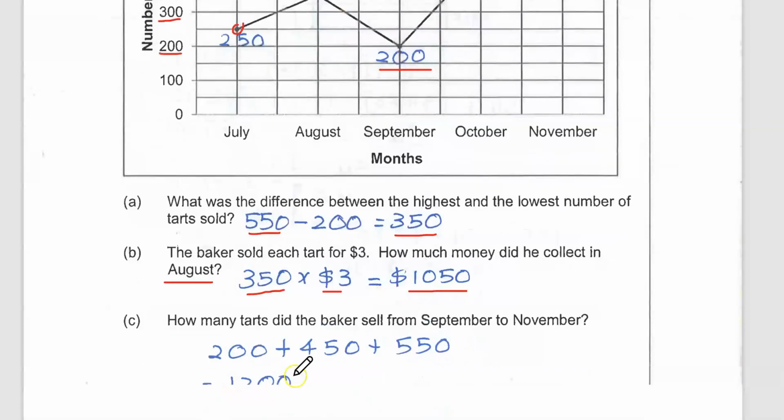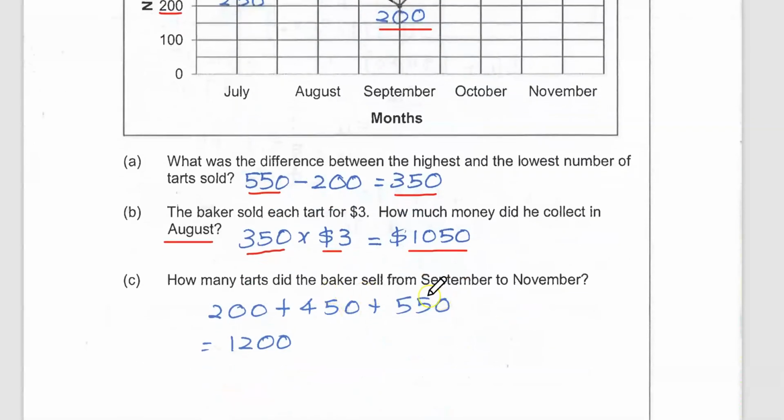Now, how many tarts did the baker sell from September to November? Here, only these 3 months. Total of these 3, you add up, is 1,200.